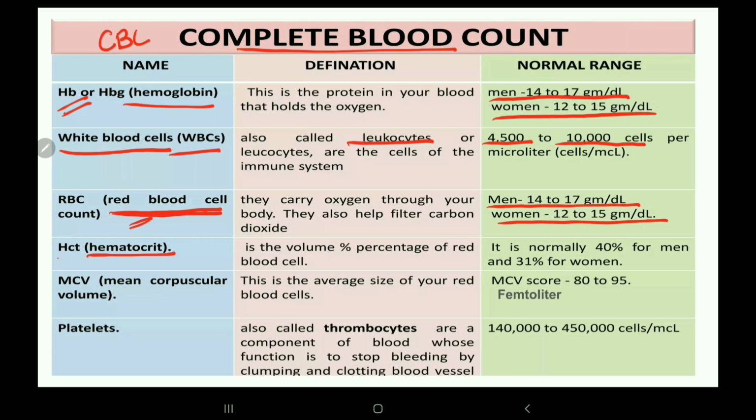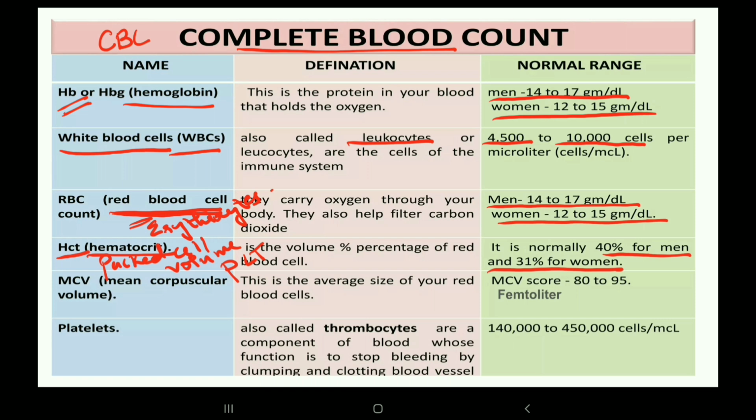In short, it is called HCT. It is also called packed cell volume. I just want to mention over here that red blood cells are also called erythrocytes. So HCT is also called packed cell volume. The normal range of HCT is 40% for men and 31% for women. HCT measures the proportion of red blood cells in the blood.